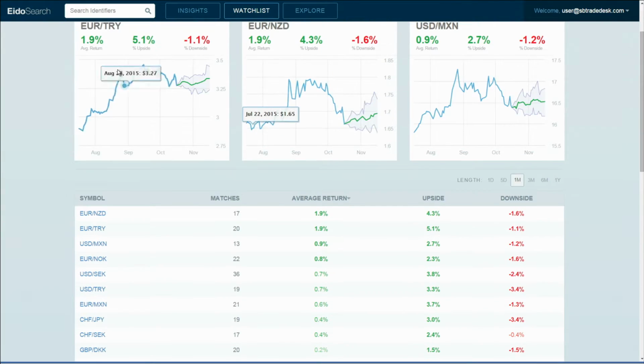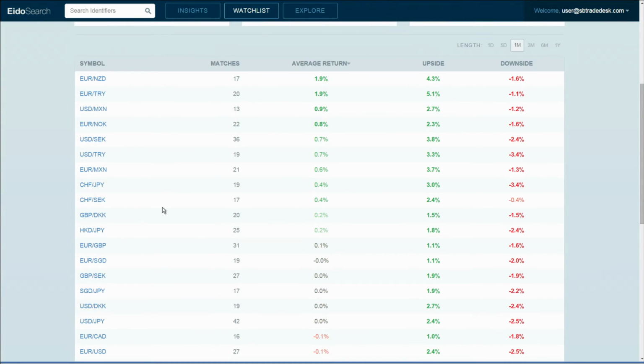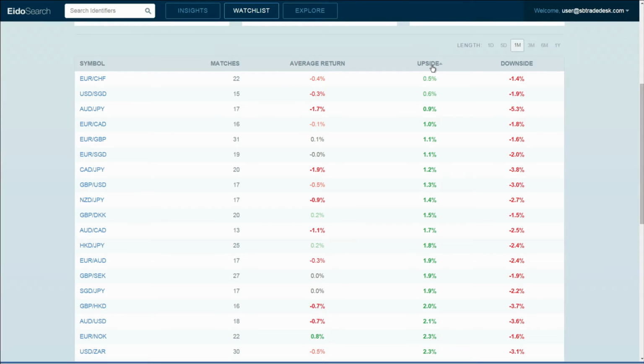And actually below the top three, you've got all the pairs in table form. And they list average return. Again, you can toggle between the time frames. And you can also sort them simply by clicking on the column header. So, if you want to see 1 month average return, we can sort all of them. So right now, Euro Kiwi looks to be the most positive as far as average return is concerned over the next month. Say we want percent upside and we want the most positive.